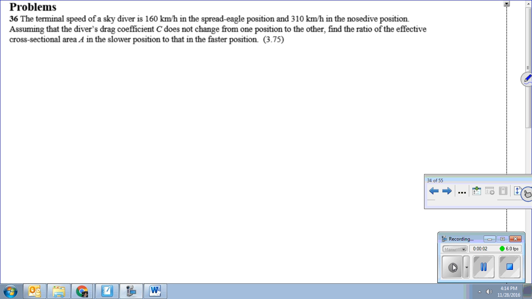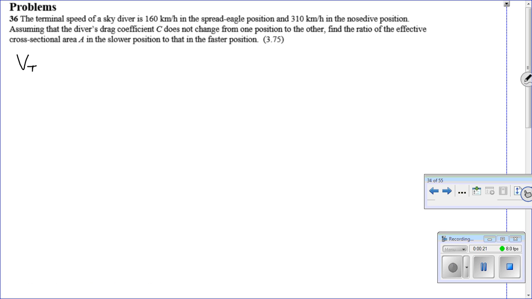All right, here we go. This is problem number 36 from chapter 6 of the Halliday and Resnick textbook. It's on worksheet 6.2 for you guys in my class, at least at the time I recorded it, unless I moved it. So anyway, it says the terminal speed of a skydiver is 160 kilometers an hour. Terminal velocity, 160 kilometers per hour.